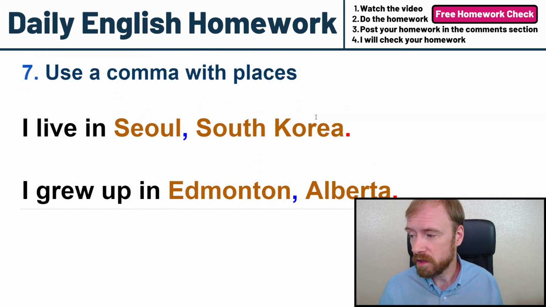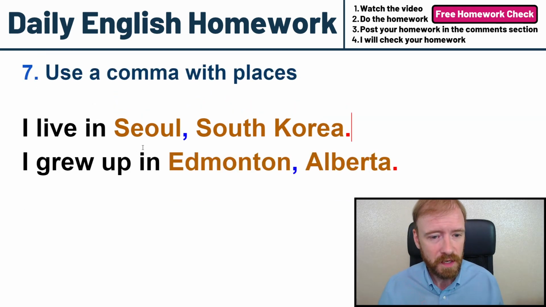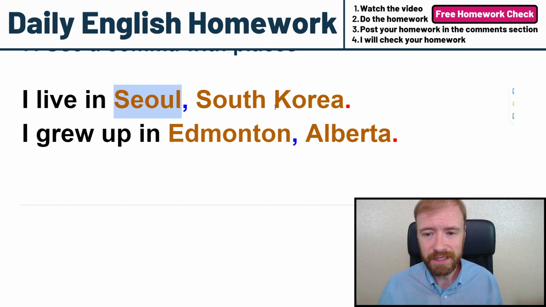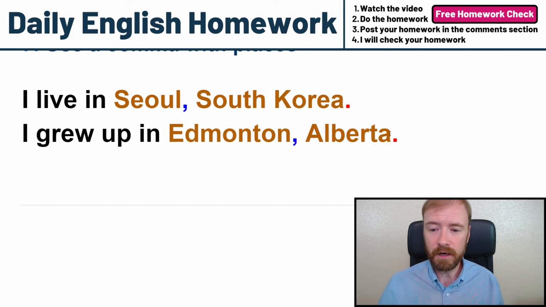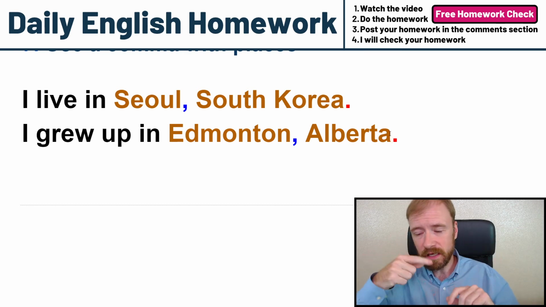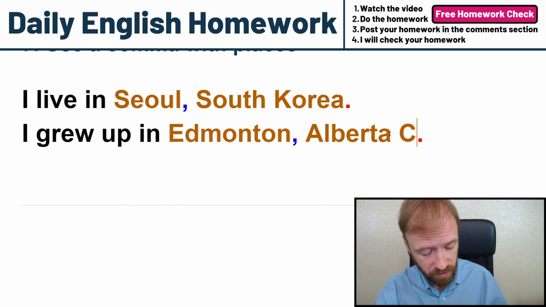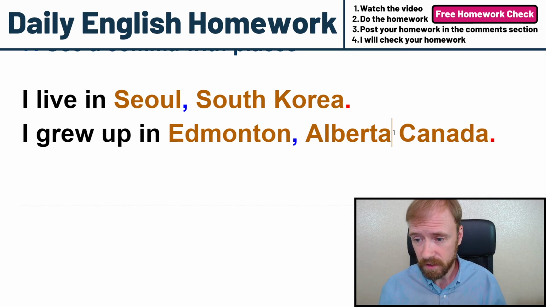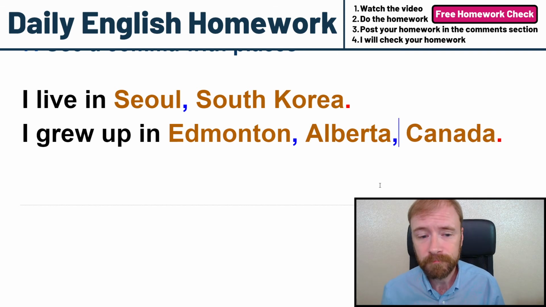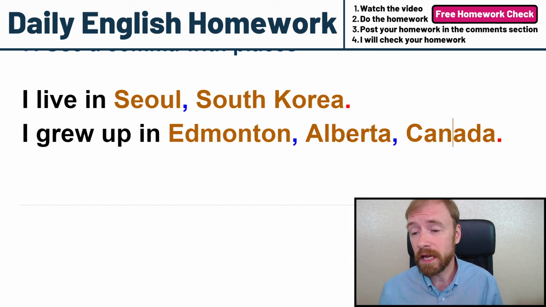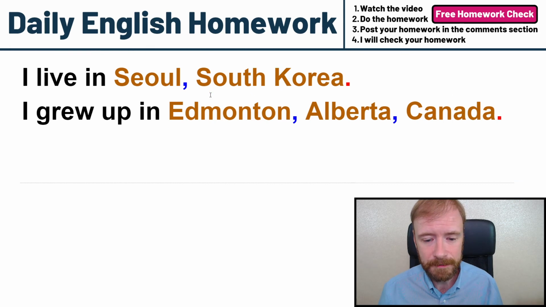Use a comma with places. So I live in Seoul, South Korea, city, country, 2 places separated by a comma. I grew up in Edmonton, city, comma, Alberta. Alberta is the province, but 2 places separated by comma. If I wanted to also put the country, Canada, comma. I grew up in Edmonton, Alberta, Canada, comma, comma, comma. That's how we separate with places.